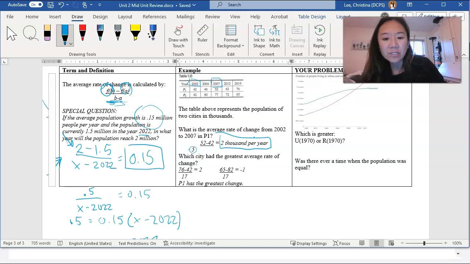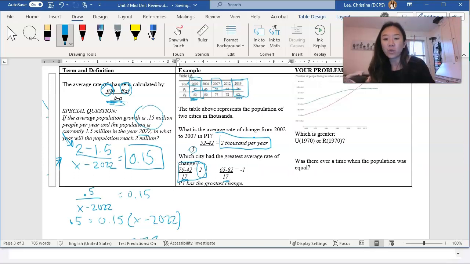It says which city had the greatest average rate of change? And so the average rate of change is from this year to the end year. Well, 2019 minus 2002 is 17 years. So I'm putting 17 years per year in the bottom. And then in the top, it's the thousands of people. So 76 minus 42 for this first population, the city. And then 65 minus 82 in the second population. Now notice that one went up and the other went down. But overall, the greatest change here is this one because it's greater. Even the absolute value of that is greater.